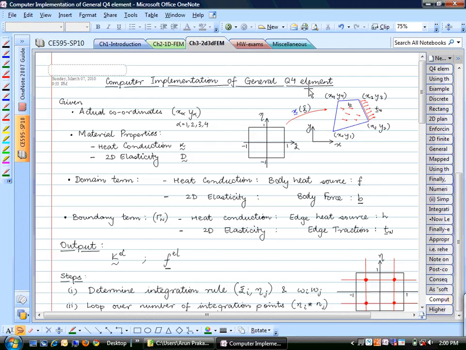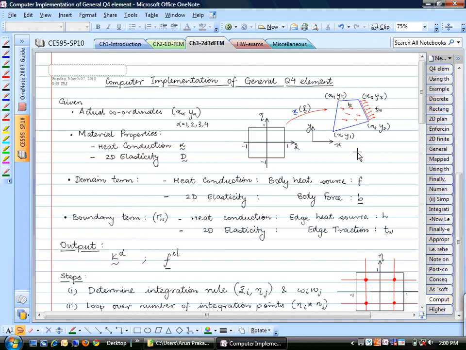So just like before, if you remember from your constant strain or constant stress triangle, the input to that element subroutine was the coordinates of the nodes. If I give you x1, y1, and all those 4 coordinates, and if I give you the corresponding material properties, which in case of heat conduction would be the conductivity matrix, and in 2D elasticity it would be the D matrix.